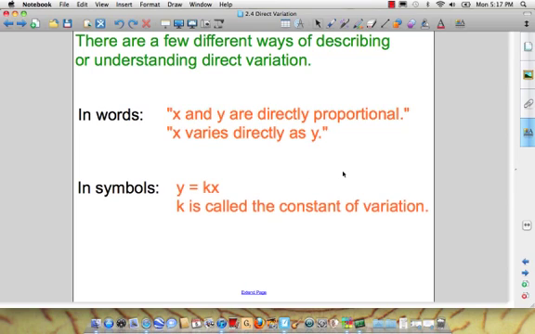We often represent this situation with an equation, y equals kx. X and y are the two quantities. K is going to be a number called the constant of variation. That should make more sense after I go through a couple of examples of direct variation. But for now, understand that every direct variation relationship can be represented with an equation of that form. Y and x will be variables, k will actually be a number.